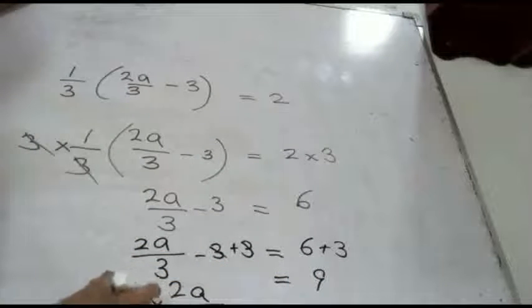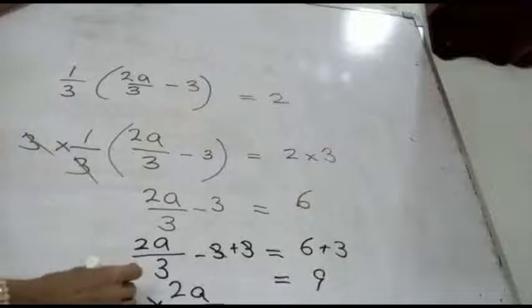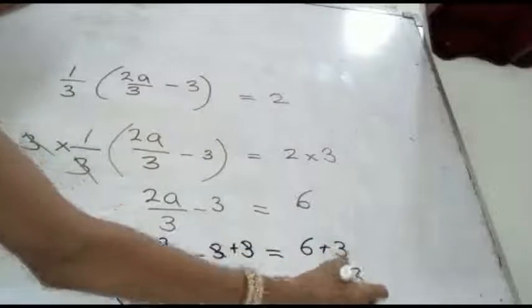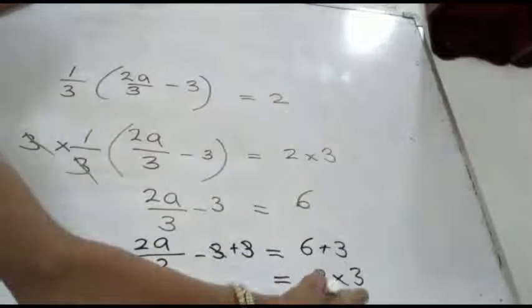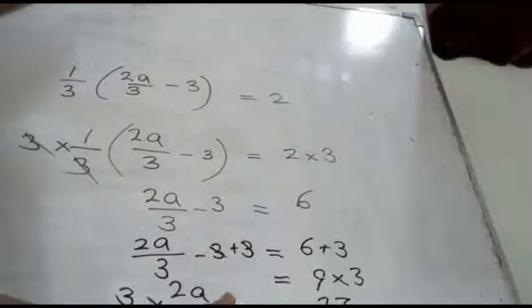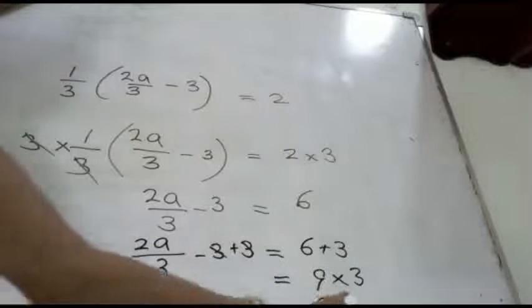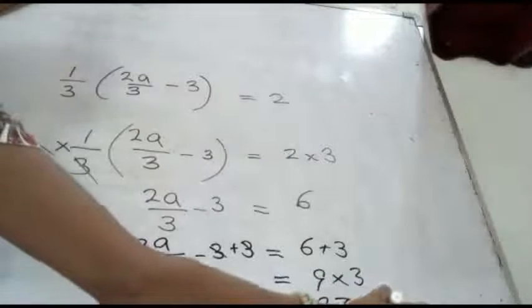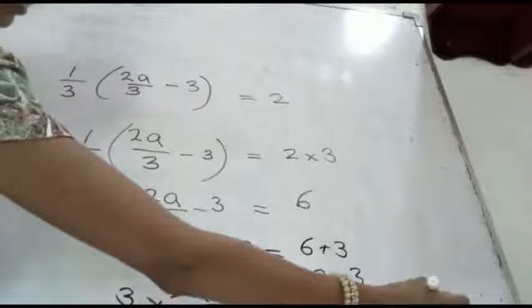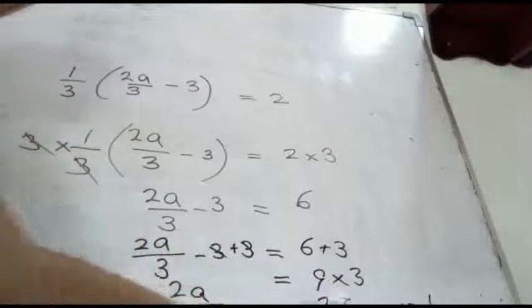Both sides multiply by 3. 9 also multiplied by 3. 3 times 9 is equal to 27. 2a is equal to 27. Both sides divide by 2, is equal to 13 and a half. That is the answer.